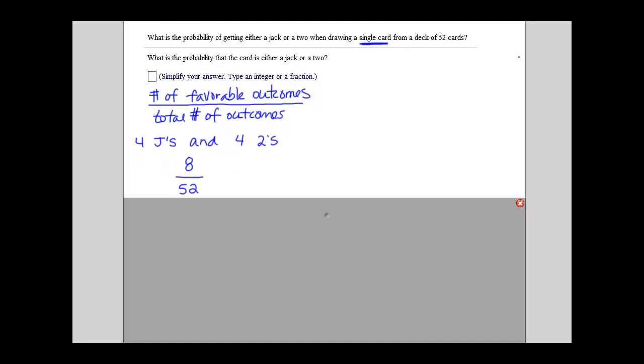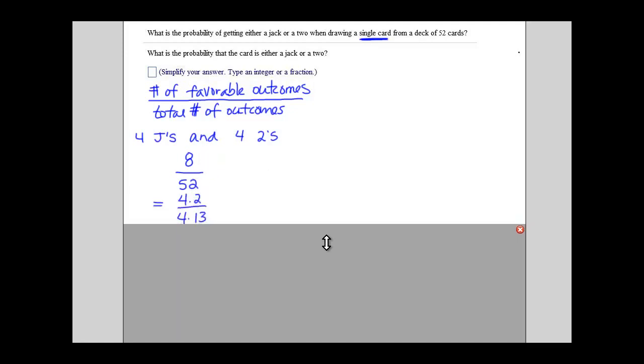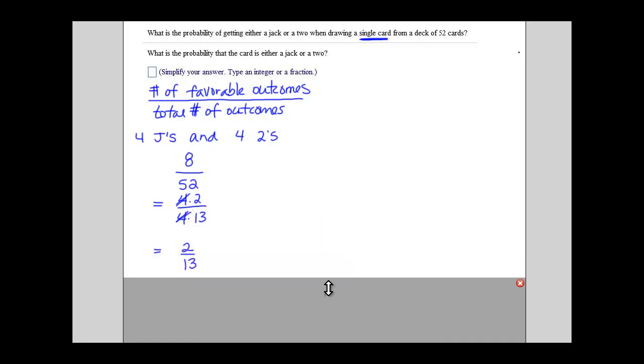Now that's not a simplified fraction, and we've been told to write it as a simplified answer. So I can cancel out a common factor. The common factor between 8 and 52 is 4. So if I rewrite this as 4 times 2, and 52 as 4 times 13, and cancel out the common factor of 4, I'd be left with the probability as 2/13.